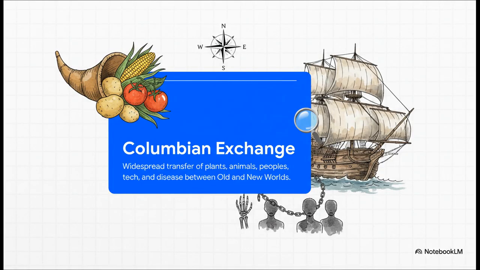Now, the single most important result of this whole era is the Columbian Exchange. And listen, this was not just about trade. This was a fundamental rewiring of the entire planet's biology. You've got New World crops like potatoes and corn totally changing diets around the world, while Old World diseases just devastated indigenous American populations. This, in turn, created a massive labor demand that fueled the horrific transatlantic slave trade.